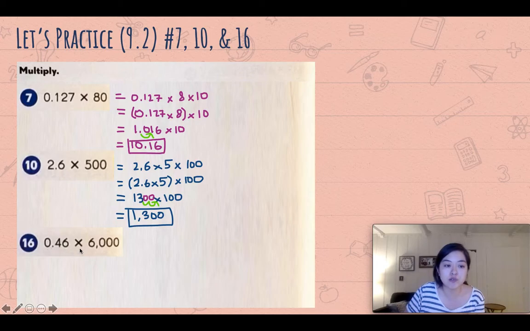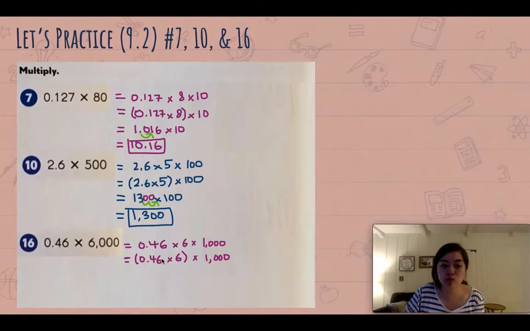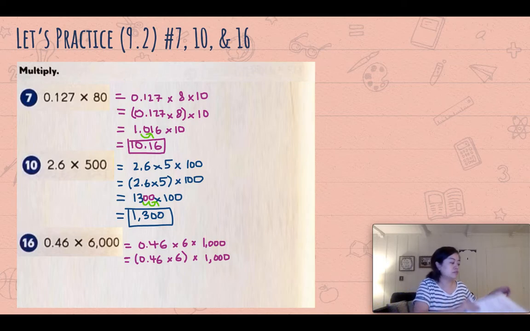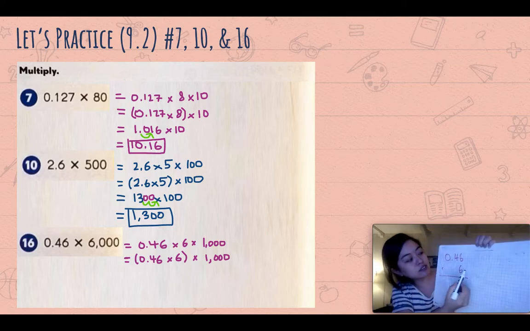Okay, let's look at 16. 16 is 0.46 times 6,000, or we can think of it as 0.46 times 6 groups of 1,000, okay, like this. And then I'm going to multiply 0.46 times 6 first. And I wrote it out here for us on this whiteboard. Okay, so let's figure this out together.